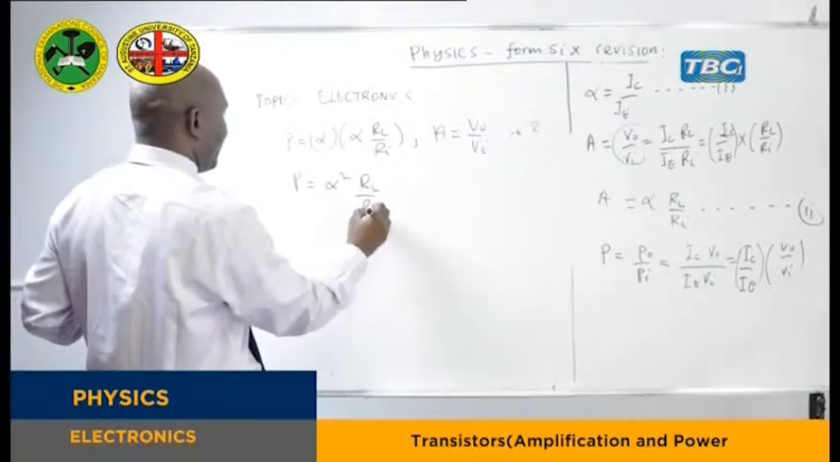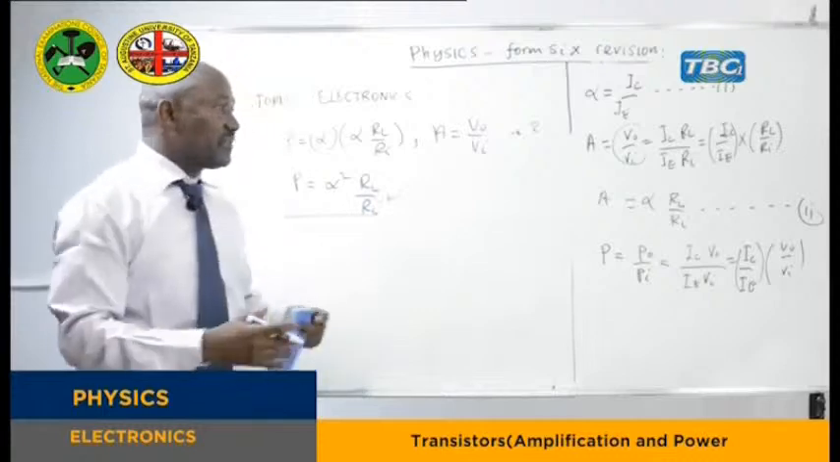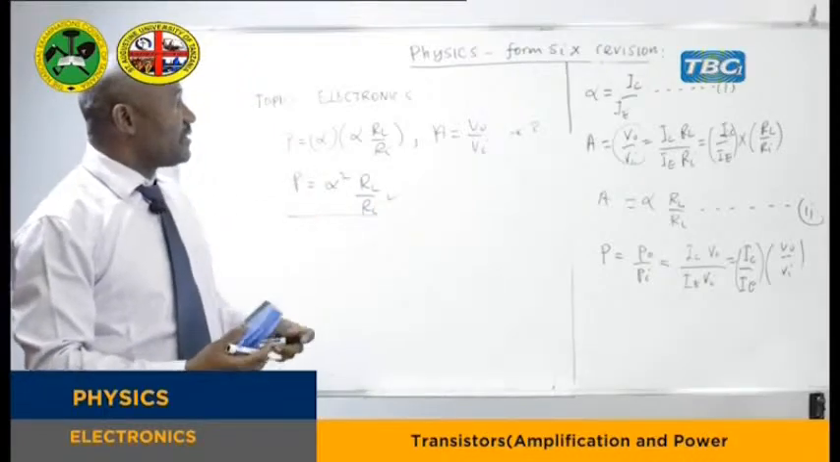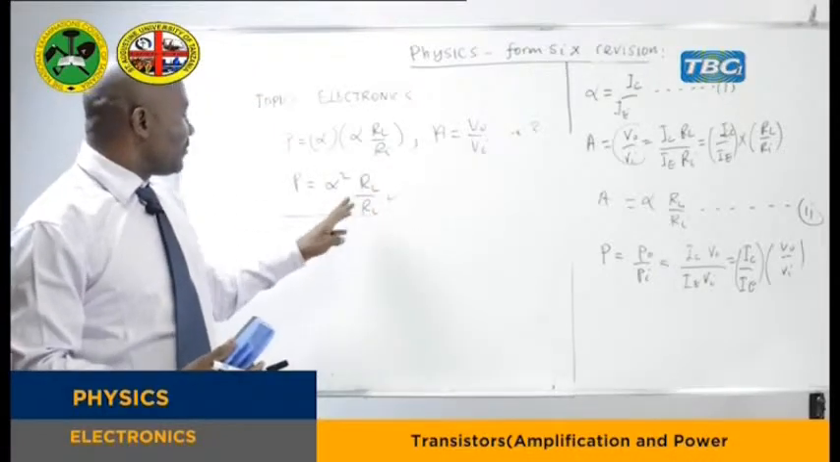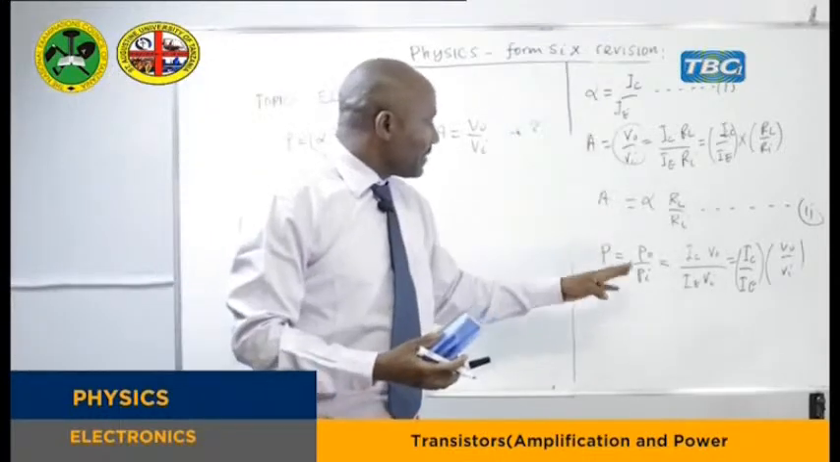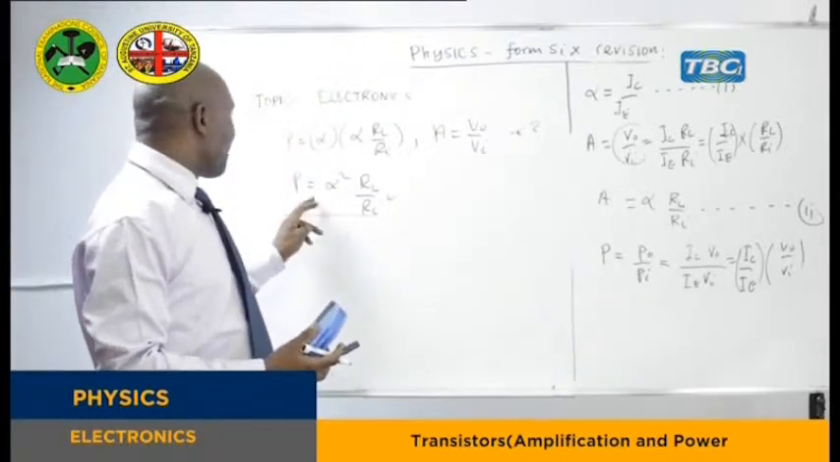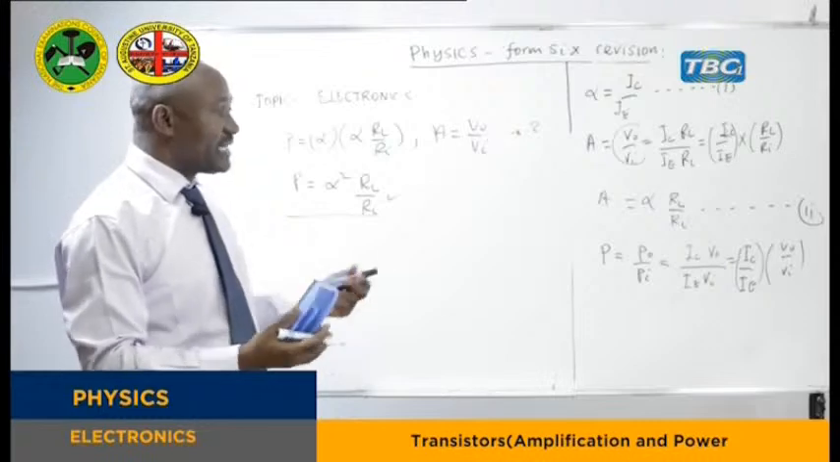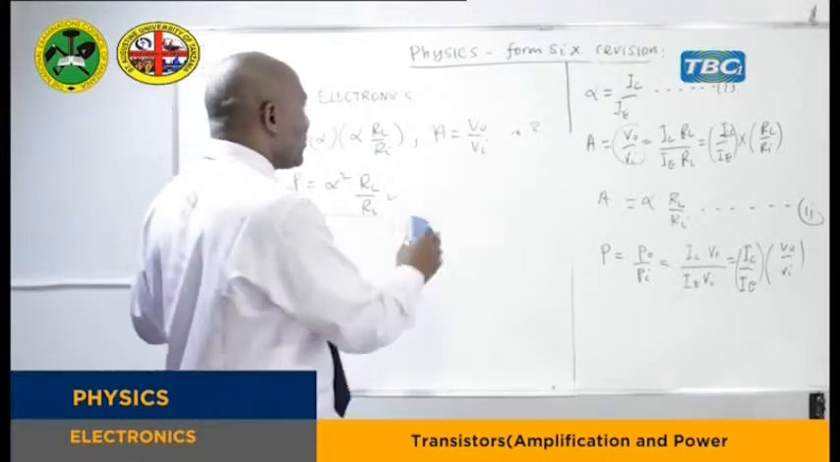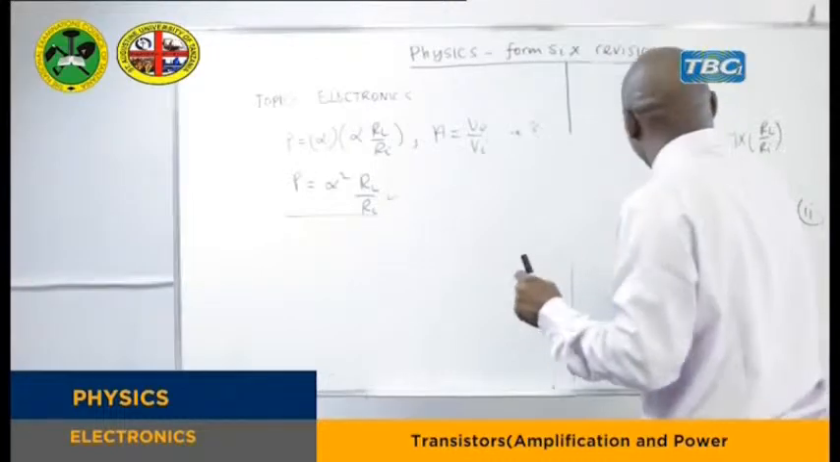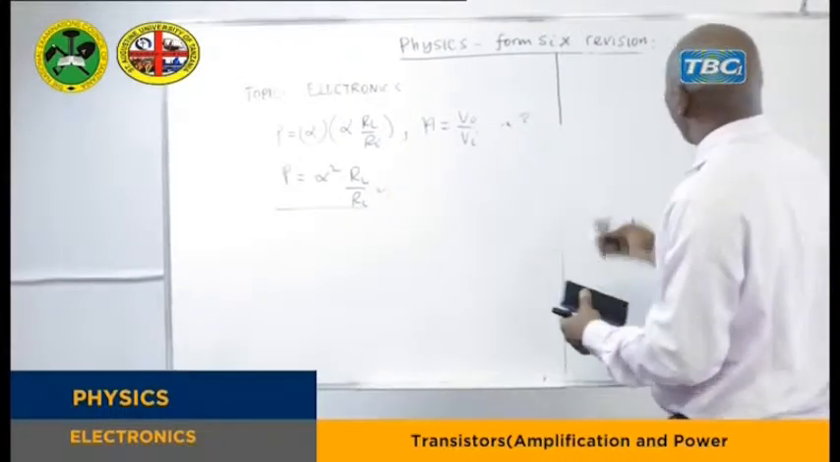Depending on the nature of the transistor you have, either common base or common emitter, you can find the expressions for the current gain, voltage gain, and the power gain. But our discussion today is based on the common emitter.